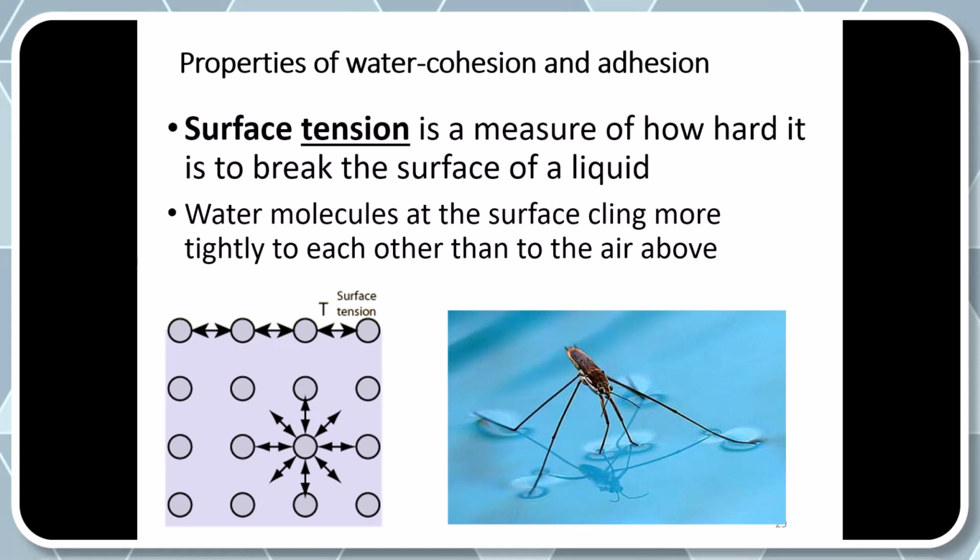With that cohesion and adhesion, there's also surface tension, which is a measure of how hard it is to break the surface of a liquid. So water molecules at the surface of water cling more tightly to each other than they do to the air above it. If you ever stick your finger in water, there's like a little droplet that will form on your finger because those water molecules are holding on to each other. It also allows light insects like this water strider to walk across the surface of water.